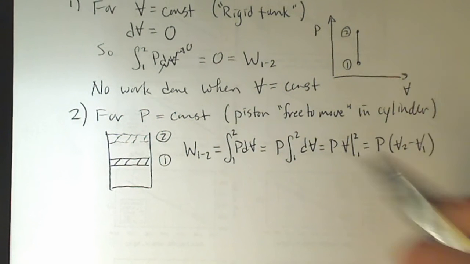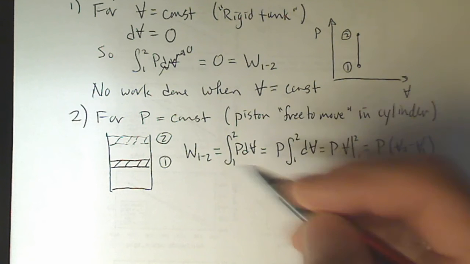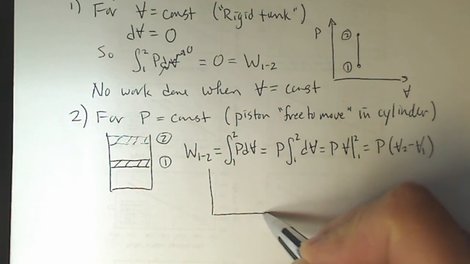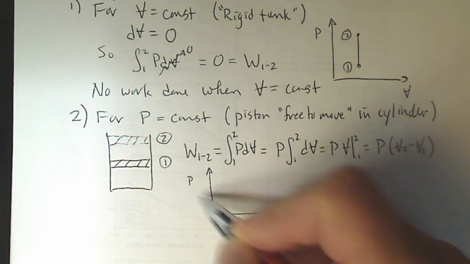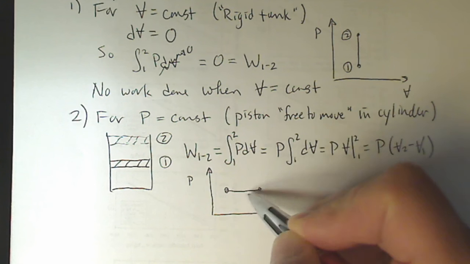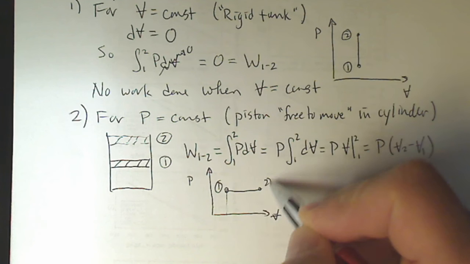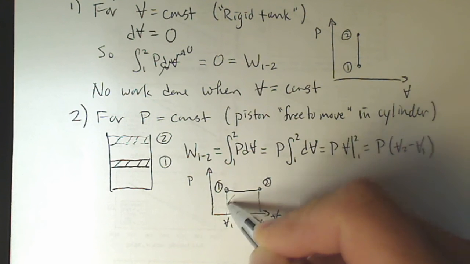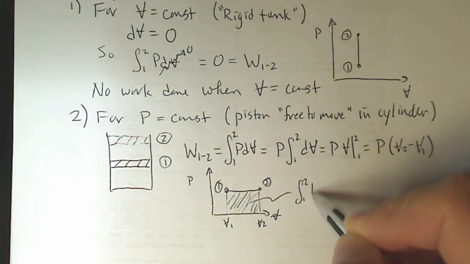And if we wanted to make a diagram of this on property coordinates, maybe I'm sort of wasting space here a little bit, but we'll squeeze it in right here. If P-V is right here, if we go from 1 to 2, that's volume 1, volume 2, then the area under the curve is the integral of P dV.